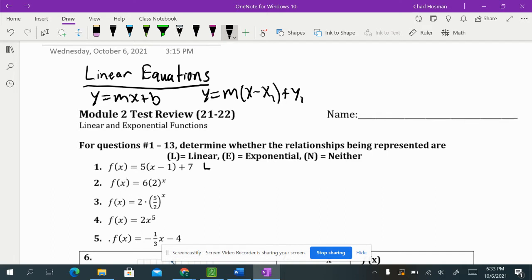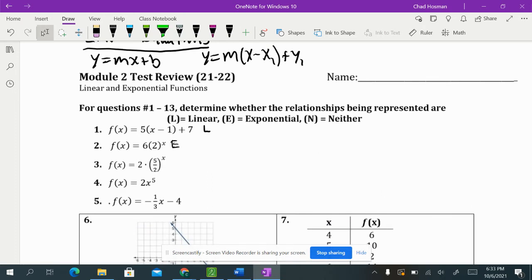For 2, we can tell right away there's a variable in the exponent, so we know it's exponential. And the same thing with number 3. There's a variable in the exponent, so we know it's exponential. Number four is a little tricky because it does have an exponent, but the variable is not in the exponent. And when the variable is not in the exponent, then we know it can't be exponential. It's also not linear because it's not in any of our linear forms. So it's just neither.